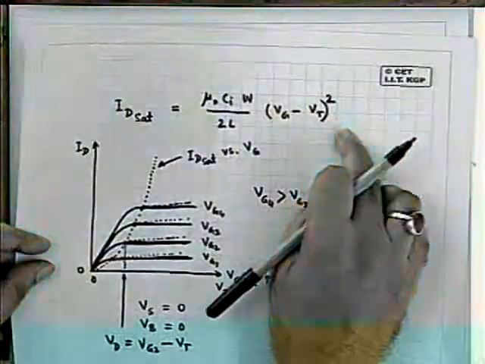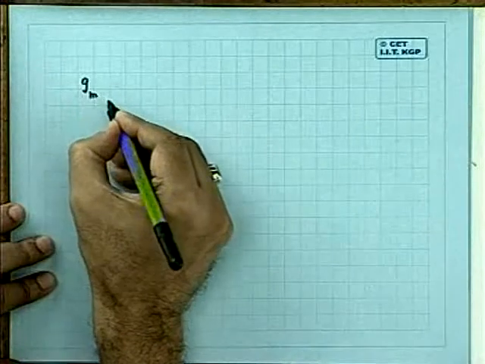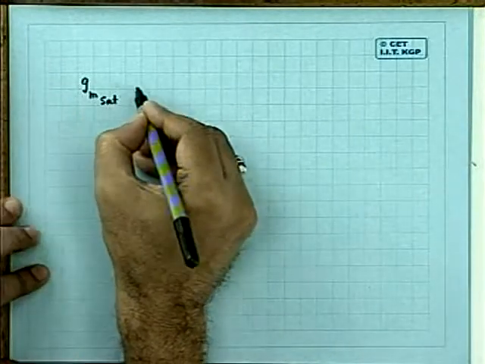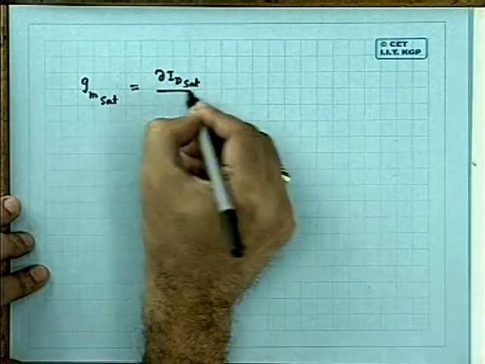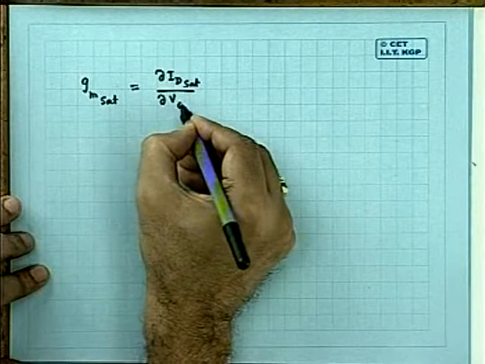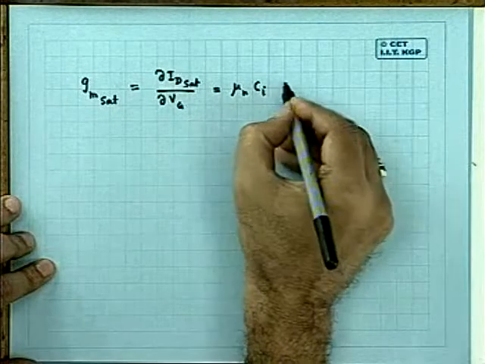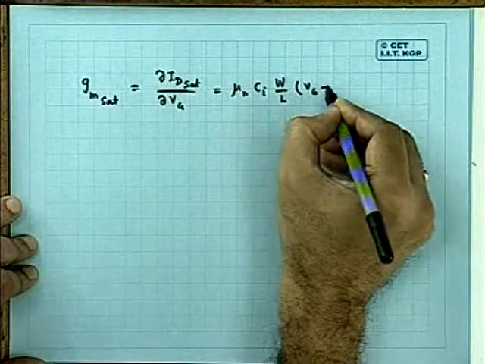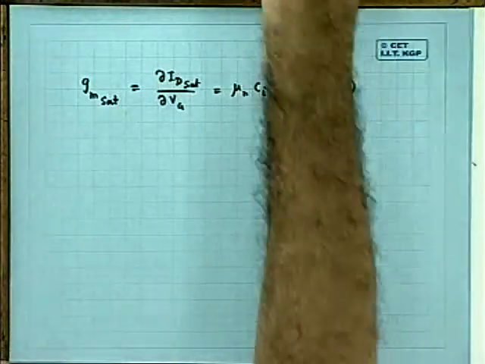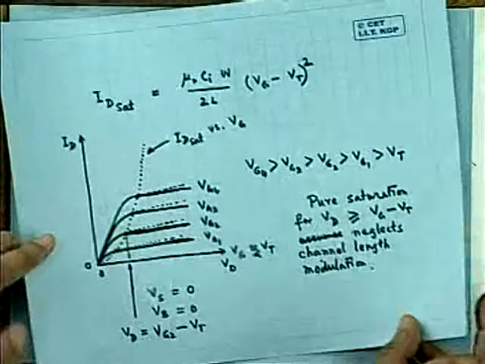And using the same equation, I can now get an expression for GM, the transconductance under the saturation region, that is equal to del ID saturation versus del VG. And that is simply equal to mu n Ci W by L into VG minus VT. So just by differentiating this with respect to VG, we get this. It can be easily derived from this curve.